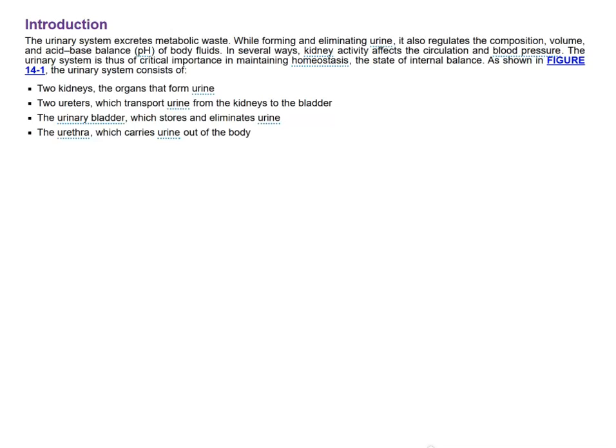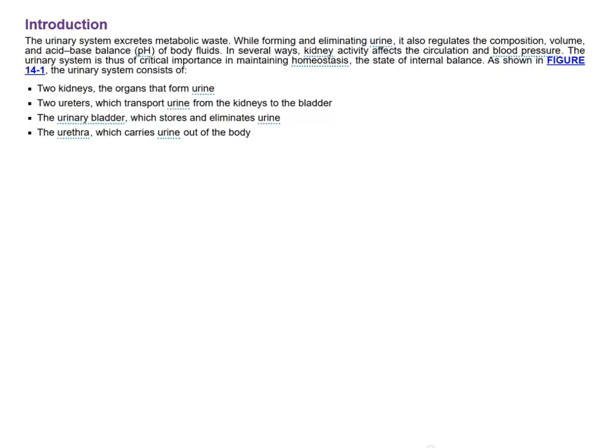We have arrived at chapter 14. This will be my final lecture for the course. I'm going to let you independently review chapter 15 and 16. If you look at the final week, it'll be an extra credit discussion board or discussion forum. So let's jump into the urinary system.